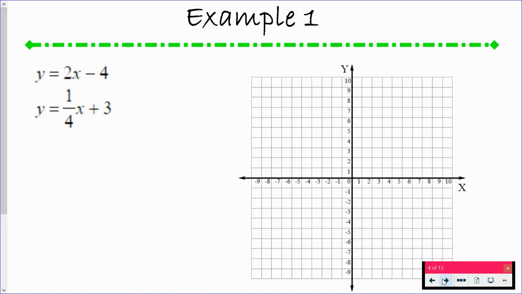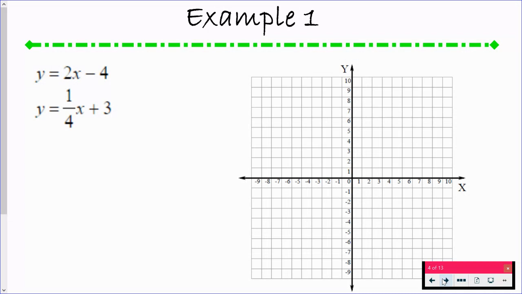Okay, example number 1. The first thing you always want to think to yourself is, are these in slope-intercept form? y = mx + b. And we are in luck because they both are. I haven't been around to graph with you guys, but there are a couple of little things that I want you to always keep in mind.